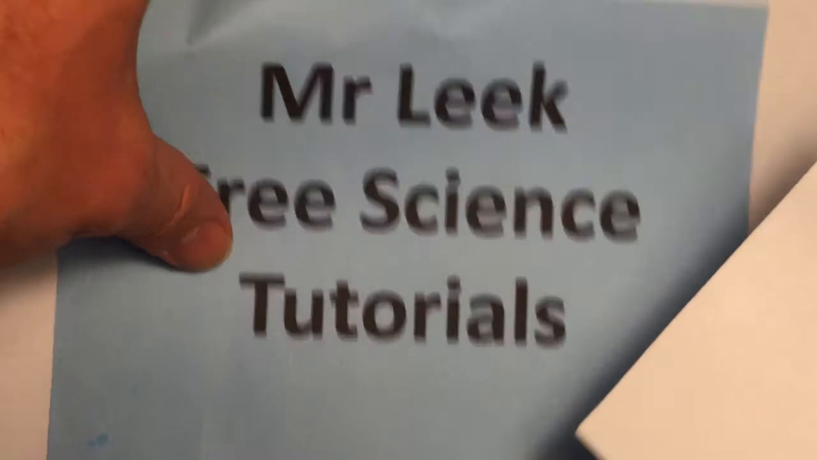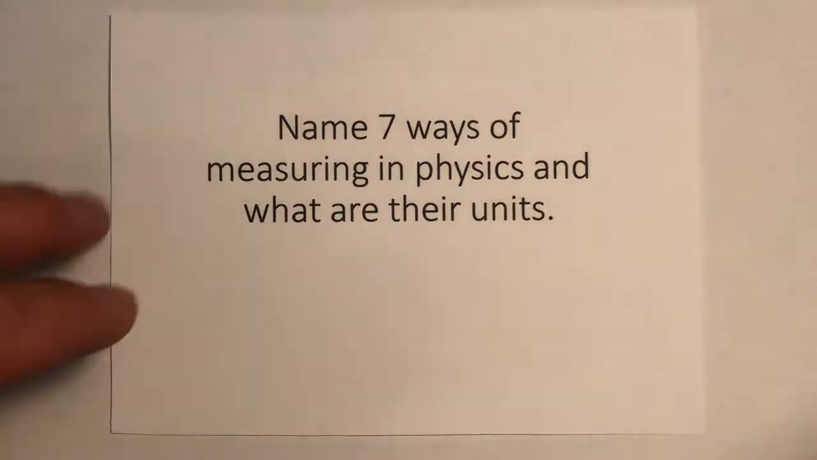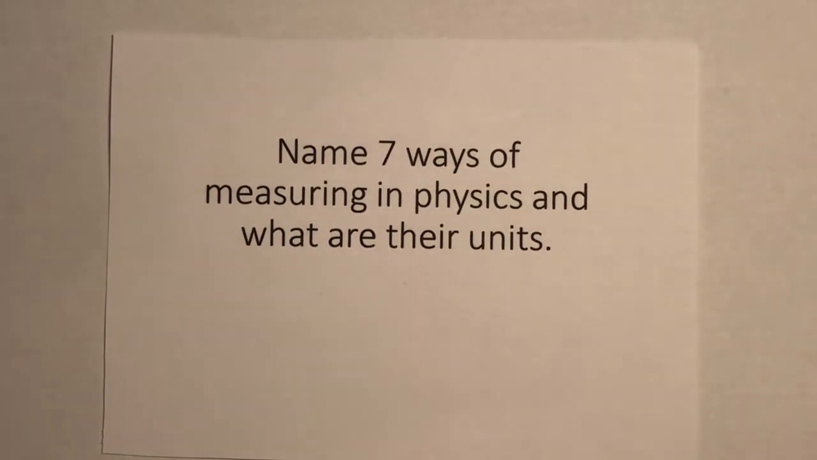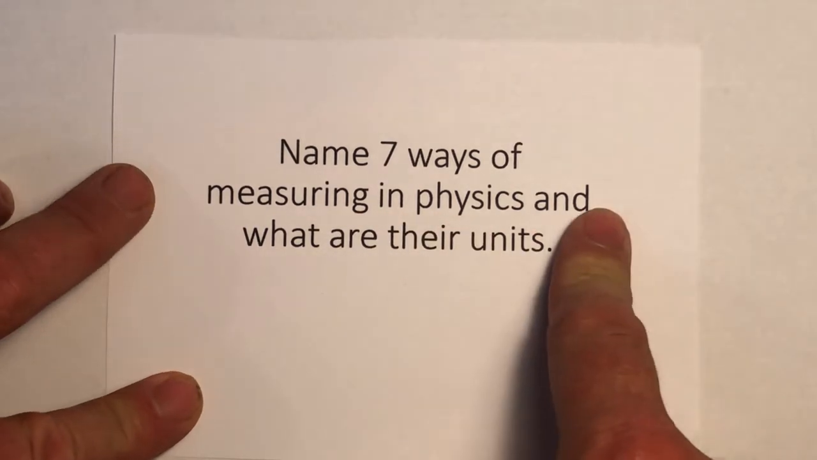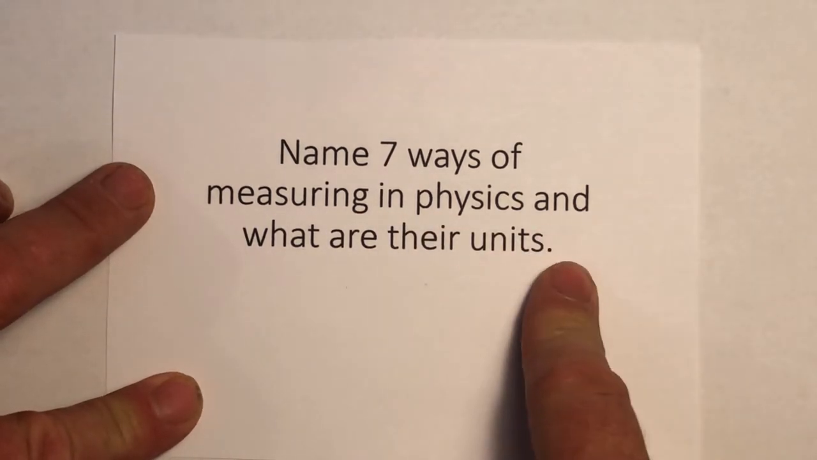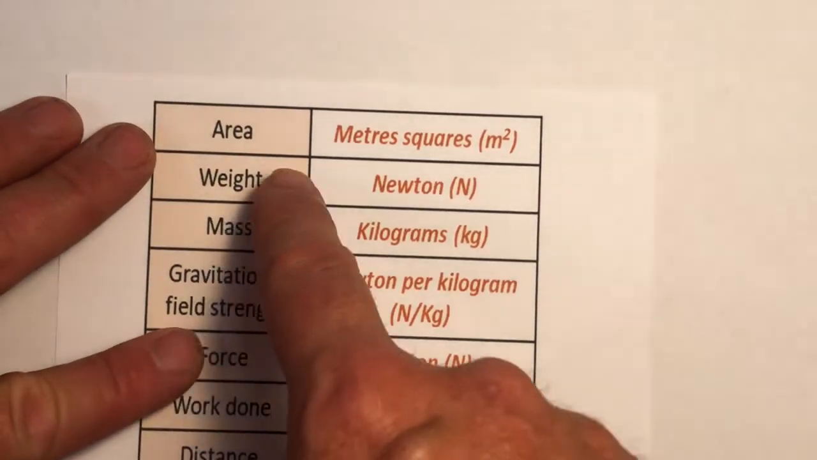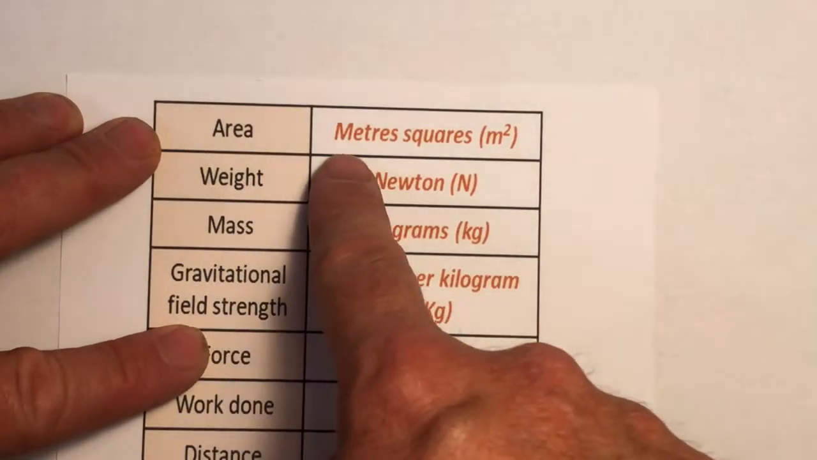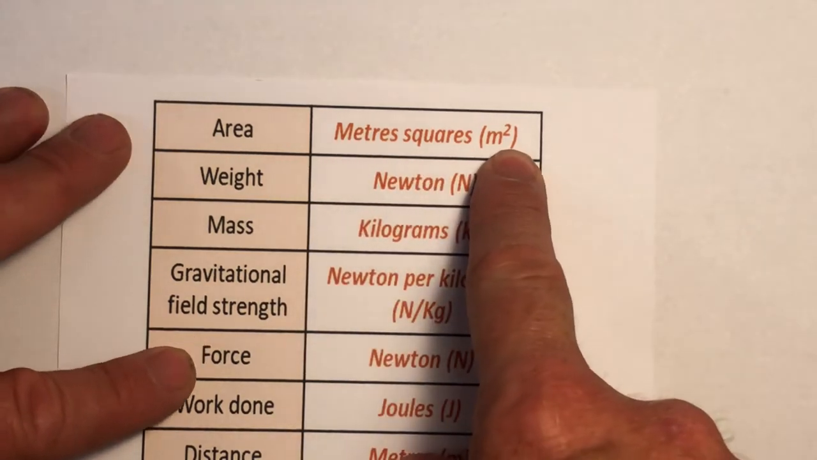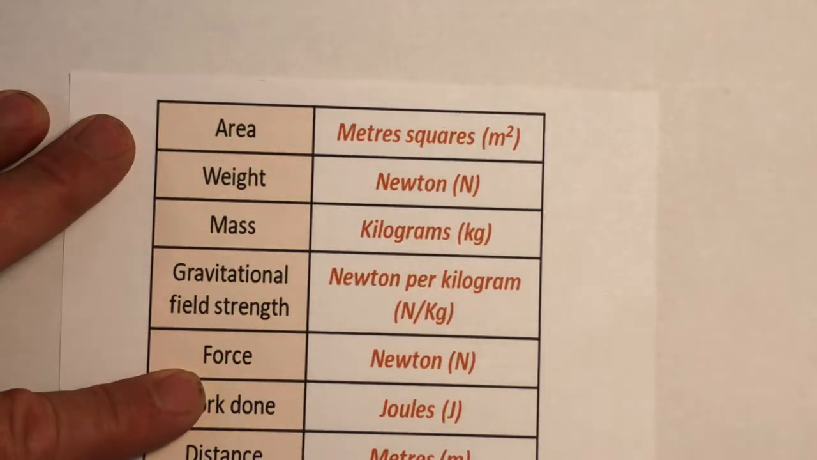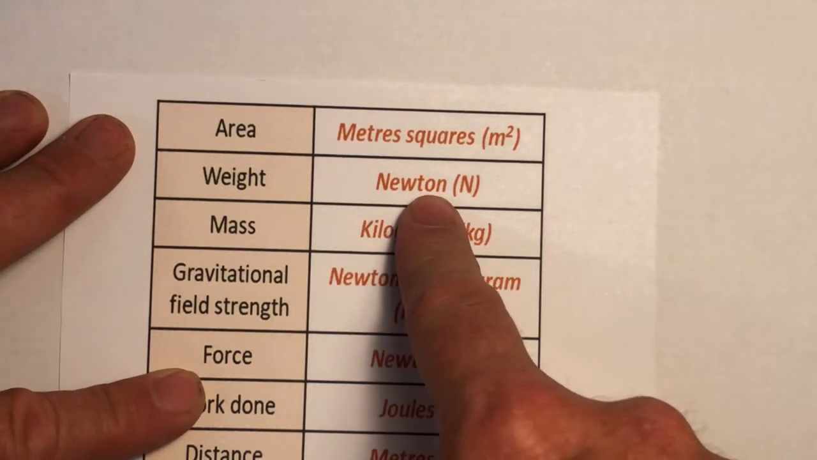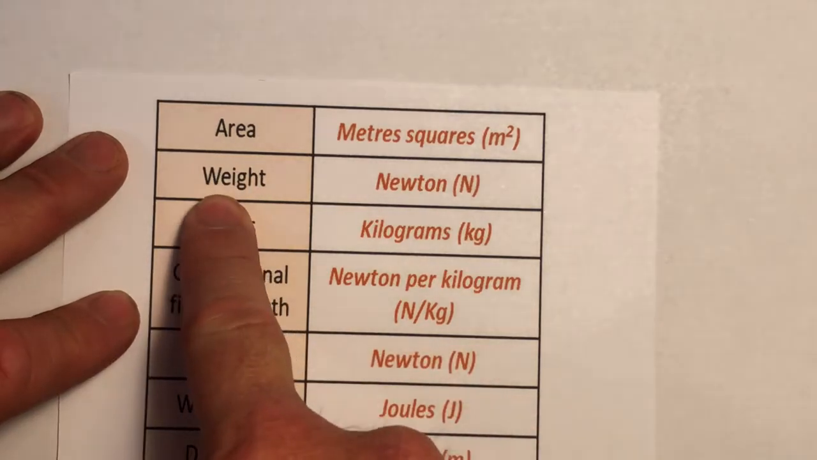Now this question, what I've done is I've really designed this question just to make you learn certain things. You're never going to get a question in a GCSE exam that says name 7 ways of measuring in physics and what are their units. You're not going to get a question like that. What you're going to get is a question that says the whatever is 17 meters squared. You then need to be aware that they are talking about area. Or the object is 7 newtons. You need to be aware that they're talking about weight.